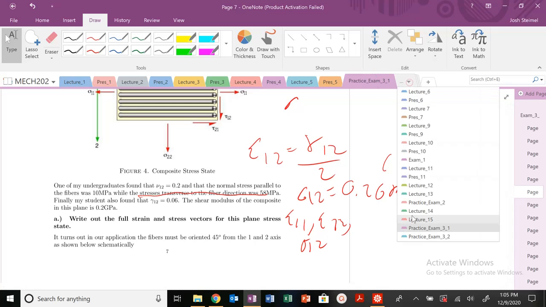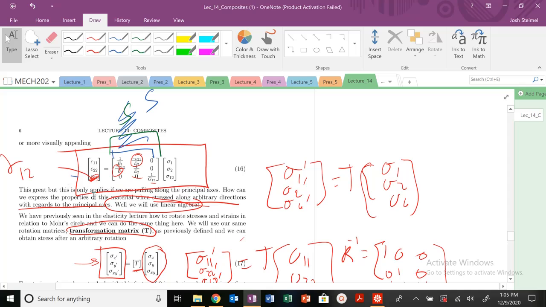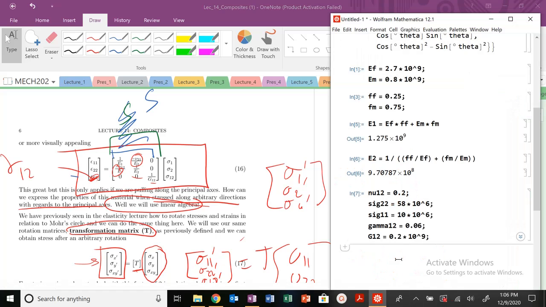So again, I mentioned that we could be going back to this, but we have everything we need in here, except now we need to set up our S matrix. So my S is equal to 1 over E1, we already have that solved for, minus nu21, 1 divided by E2, 0. This is my compliance matrix. So minus nu21, or 12, excuse me, divided by E1, 1 divided by E2, 0. And then finally 0, 0, and 1 divided by G12.